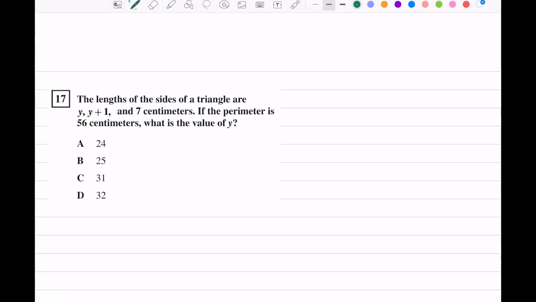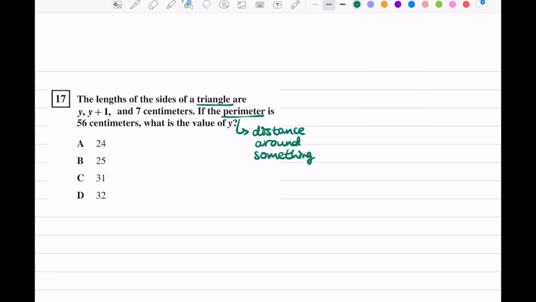The lengths of the sides of a triangle are y plus 1, y, and 7 centimeters. If the perimeter is 56 centimeters, what is the value of y? So this word, perimeter, just means the distance around something. In this case, we're talking about a triangle. So it's telling us that the distance around the triangle is 56 centimeters.